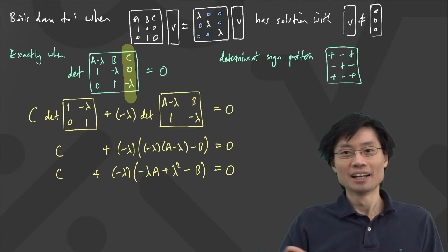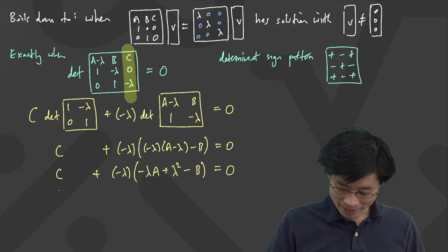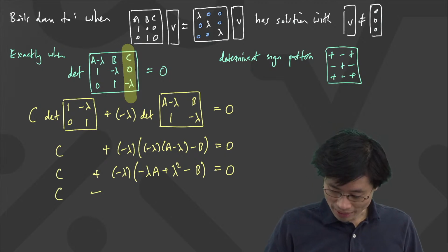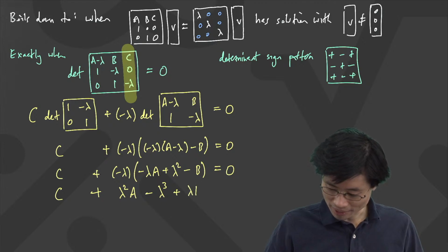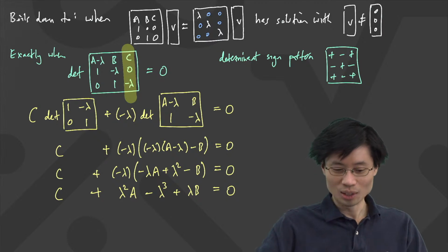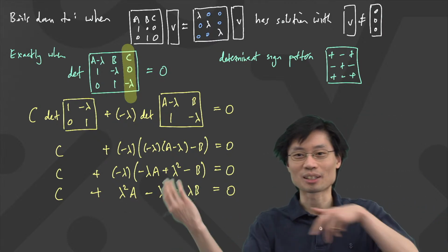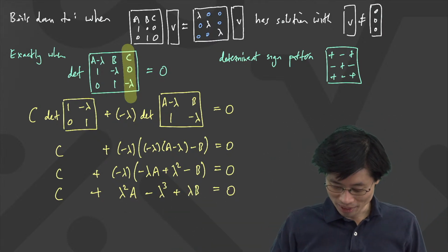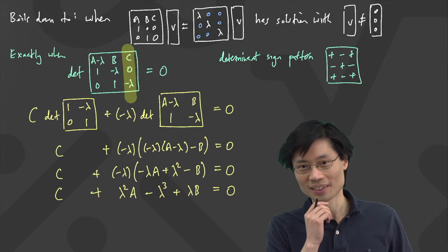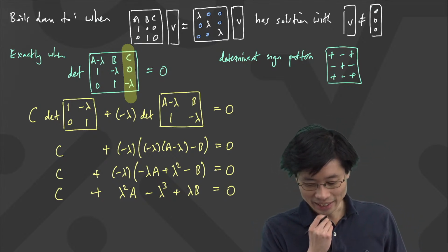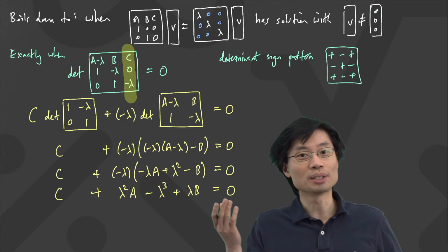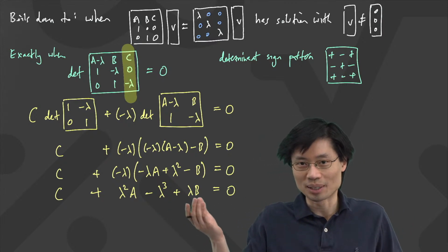Okay. And now let's continue cleaning this up. So I get C plus, what is this? I get a lambda squared A, I get a minus lambda cubed, and I get a plus lambda B. Well, let's tidy this up. Let's rearrange it as a normal polynomial where you might have a lambda cubed. And actually, I like to have my polynomials where the sign on the lambda cubed, the biggest term, is positive.